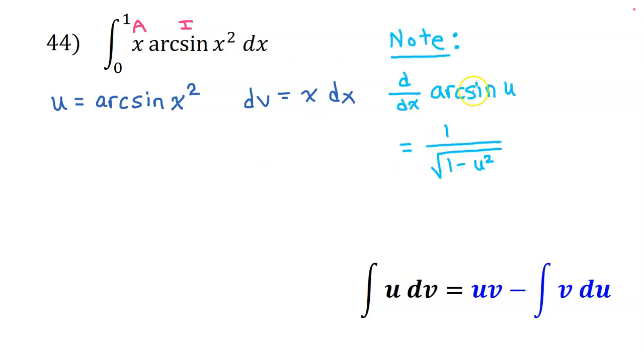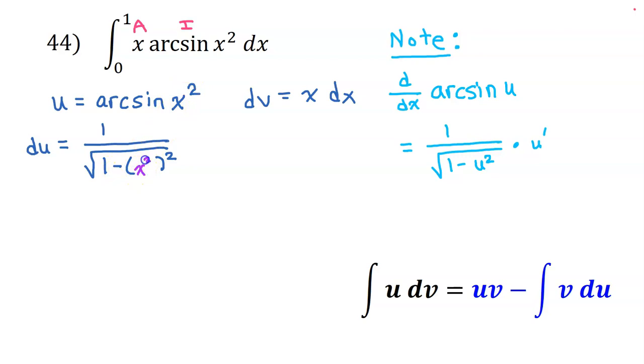Remember that the derivative of arcsine u is 1 over the square root of 1 minus u squared, but then, because of the chain rule, we have to multiply by u prime. So du will equal 1 over the square root of 1 minus x squared squared, then we need to multiply by the derivative of this inner function, which is 2x. I'm going to put the 2x in the top, and don't forget the dx on the end.